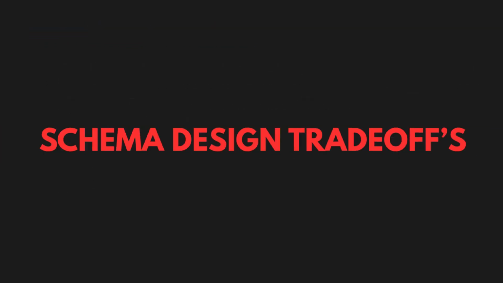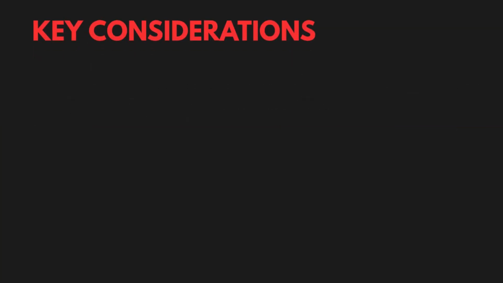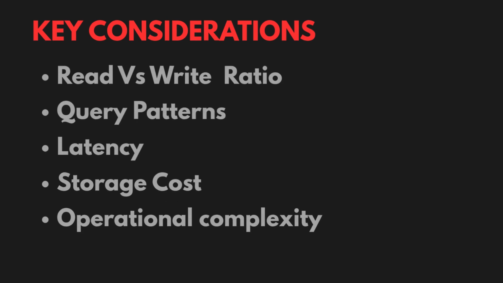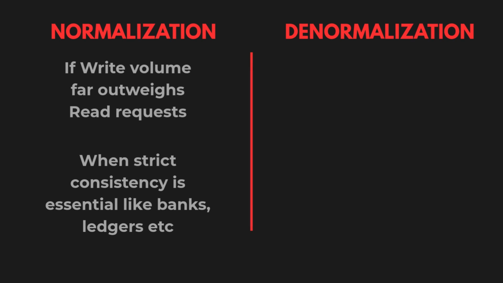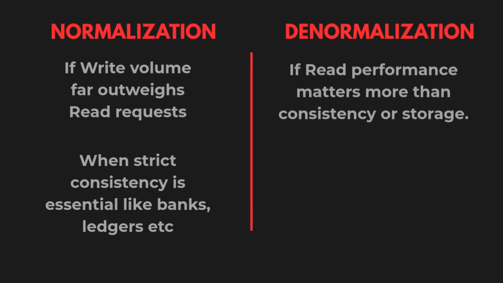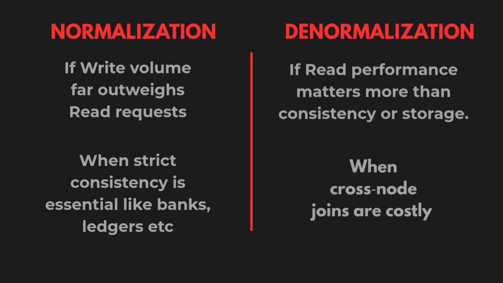Designing a good schema is based on mitigating some trade-offs. Some key considerations should be read versus write ratio, query patterns, latency, storage cost, and operational complexity. If writes dominate and consistency matters, favor normalization. If reads dominate and joins cause latency, consider targeted denormalization.